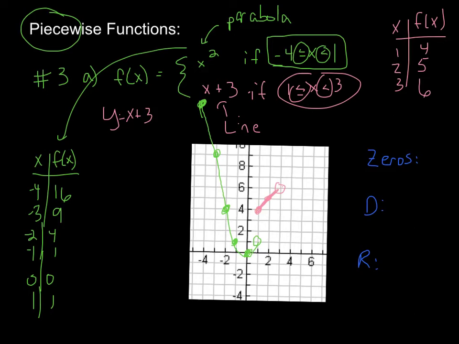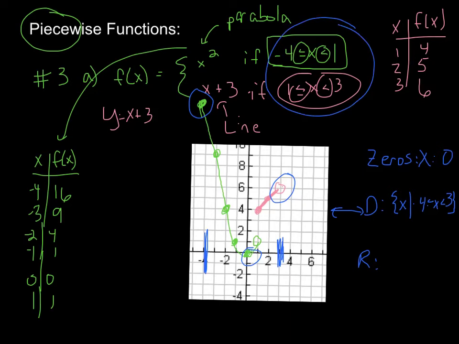Alright, check out the zeros. What are they, friends? There is 1. It's right here. It's x equals 0. Okay, the domain. Tricky. Where does it start? Where does it stop? Remember, domain is left to right. What x values are included on the graph? Well, it looks like it starts at negative 4 at this point, and it stops at about 3 at this point. So that would be anything negative 4 less than or equal to x less than 3. It's basically the combination of these two things, if you think about it. Don't include 3 because that was an open circle.